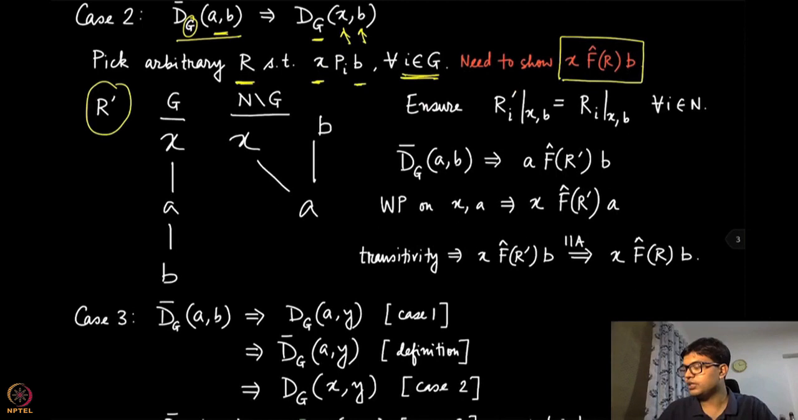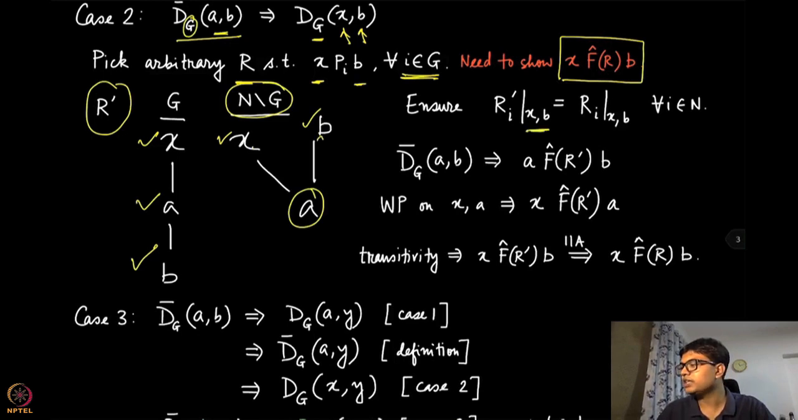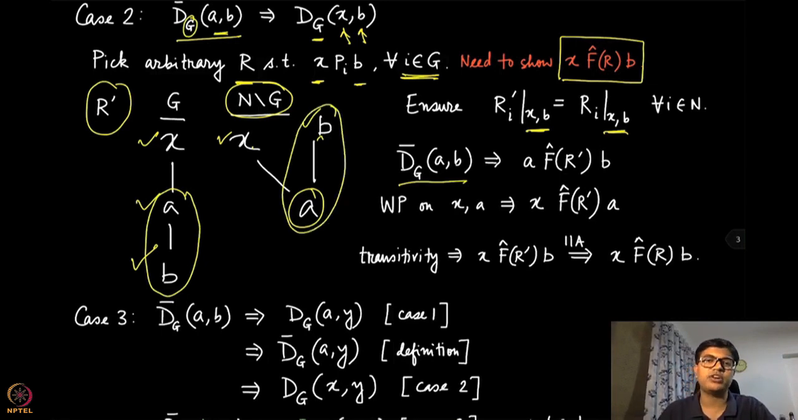Now what we have to pick is X strictly above A, and A strictly above B. We are going to pick the case that X and B both are more preferred than A for all the agents which are not in G. But again, between X and B, we are going to keep the ordering the same as in R. So we have constructed R prime in that way. Now, because this is almost decisive between A and B, and you can see that here A is above B for all the agents in G, and outside G, B is above A, then by the definition of almost decisiveness, A should be strictly above B in F of R prime.